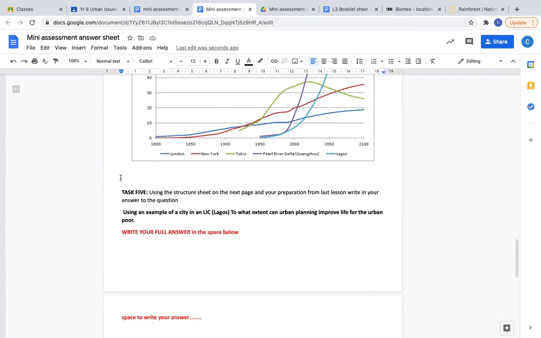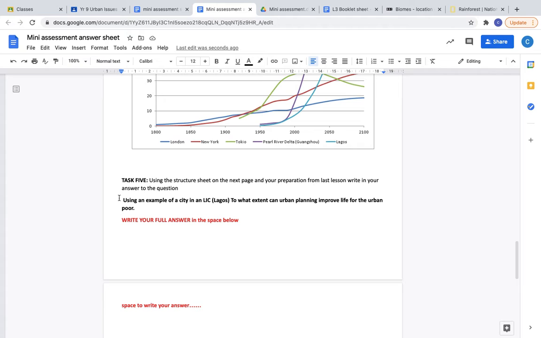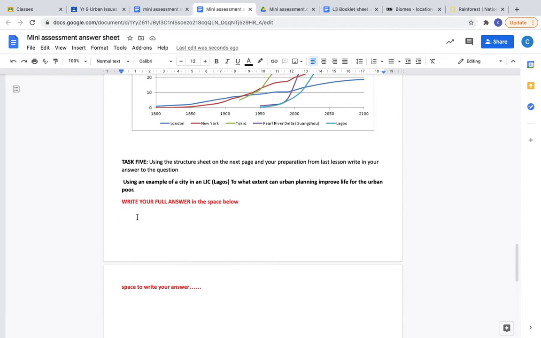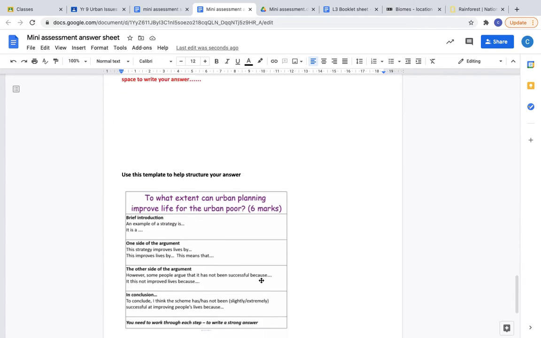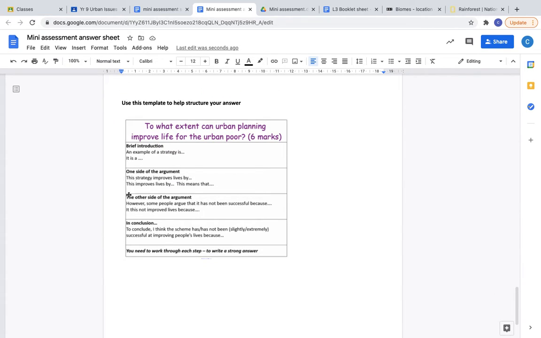So then for task 5, this is a bit of a longer question. This is our extended question that we're going to use. So the question is, using an example of a city in an LIC, so we're going to use Lagos, to what extent can urban planning improve life for the urban poor? So this is a 6 mark question, and I would suggest that you use this grid here to help you. So this is basically how we're going to structure it. So we're going to have a brief introduction.